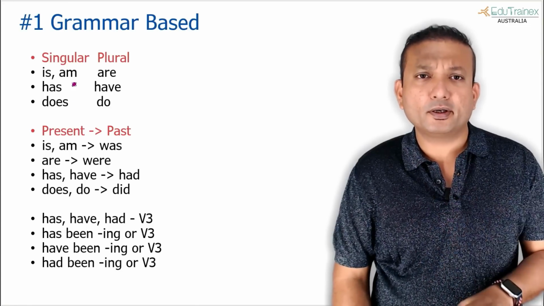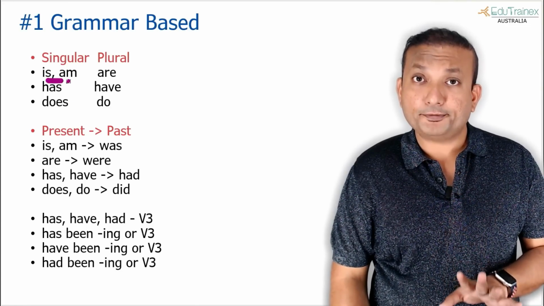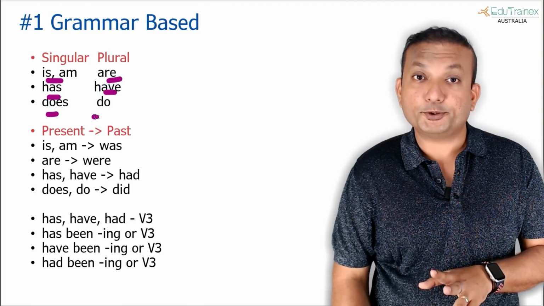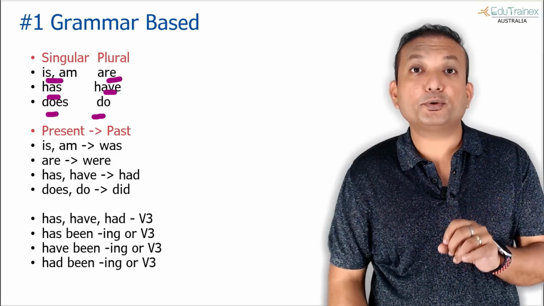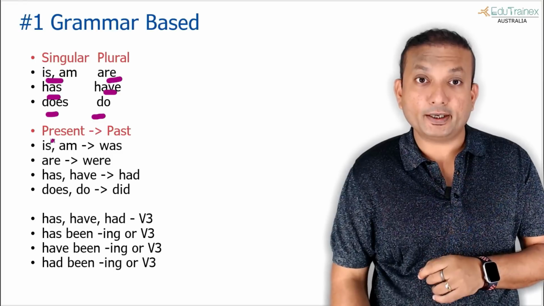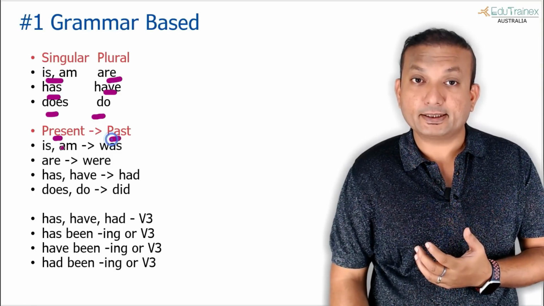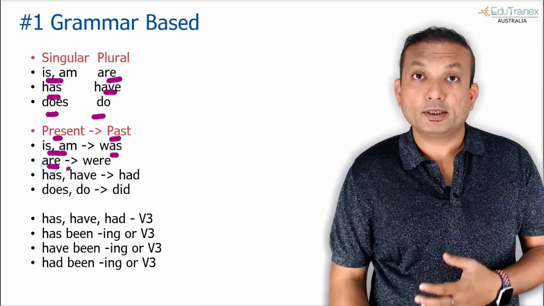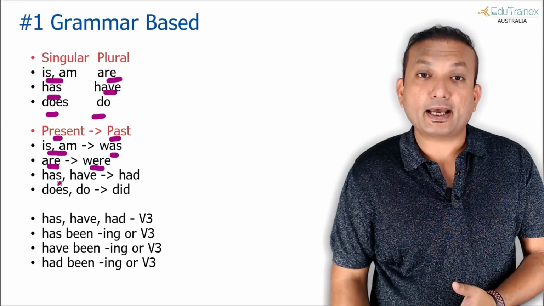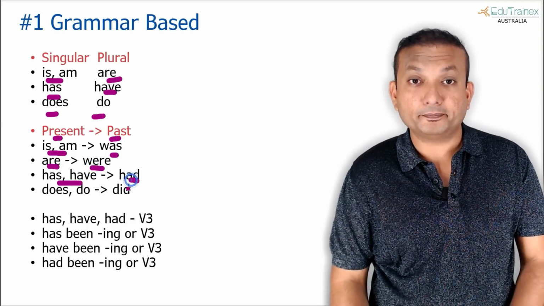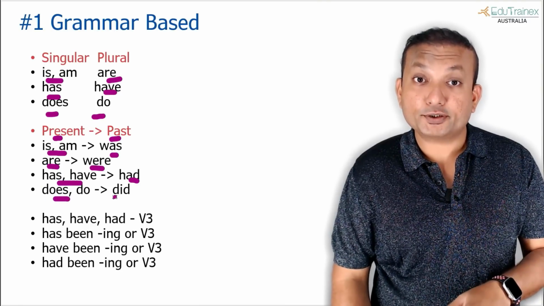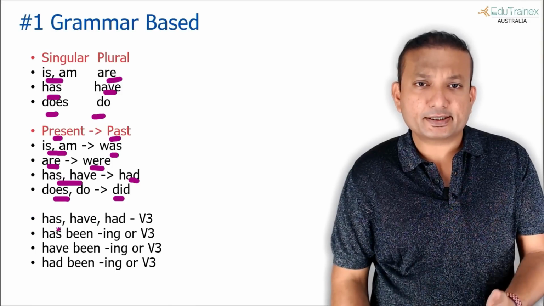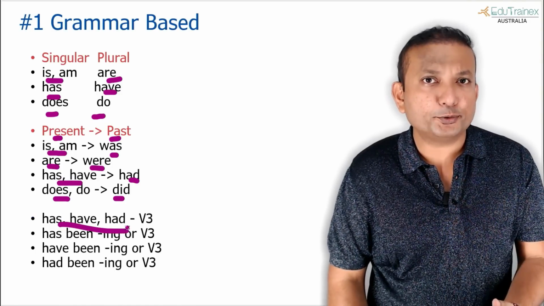I've shared it in multiple videos before as well. If you're using he is in singular form, then he has, he does; they are, they have, they do in the plural form. So you do need to understand how to use these words. In the present tense versus the past tense, is and am become was. I was doing, I am doing in the present tense. They are doing, they were doing in the past tense. And has and have both change to had. Do and does both change to did. And what about these: has, have been, ing, all these things. These are the grammar patterns that I have been sharing with you in the past as well.